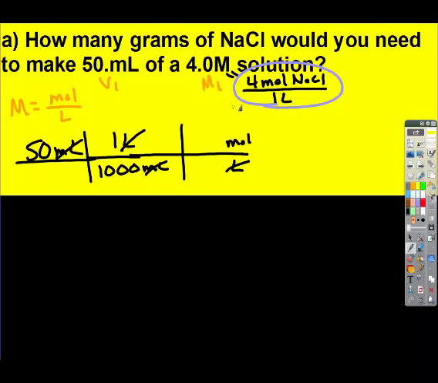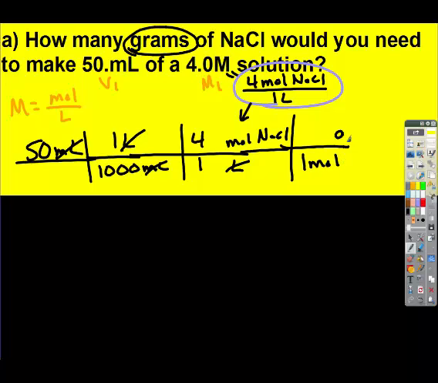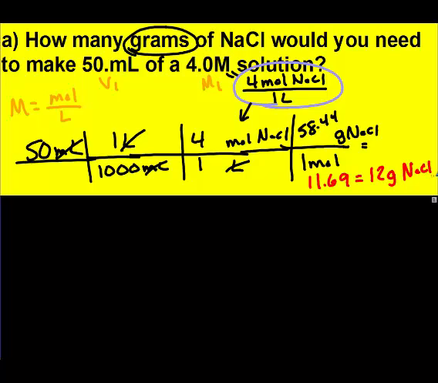And I'm converting to moles. Again, using that conversion factor, 1 liter is 4 moles of sodium chloride. But I don't want moles, I want grams. So 1 mole is equal to so many grams. I get those grams from the periodic table, and that's 58.44. So multiplying and dividing, you should get 11.69, which is 12 grams in 2 sig figs. And that's 12 grams of sodium chloride.